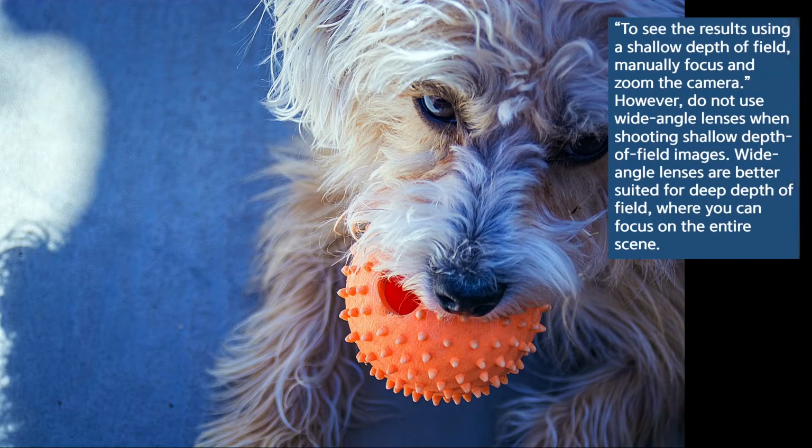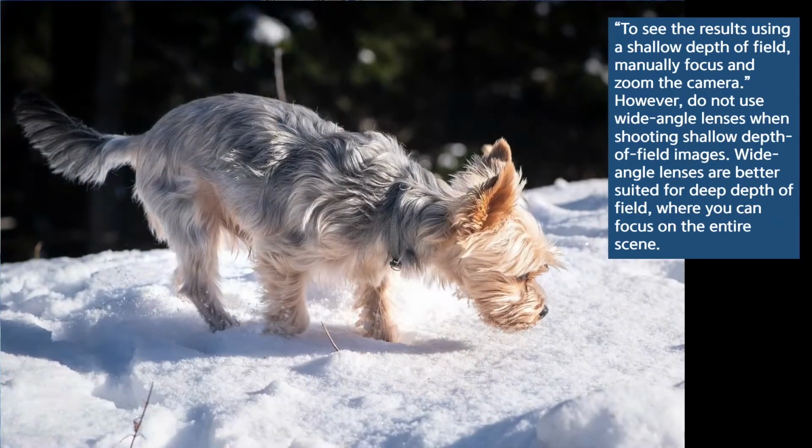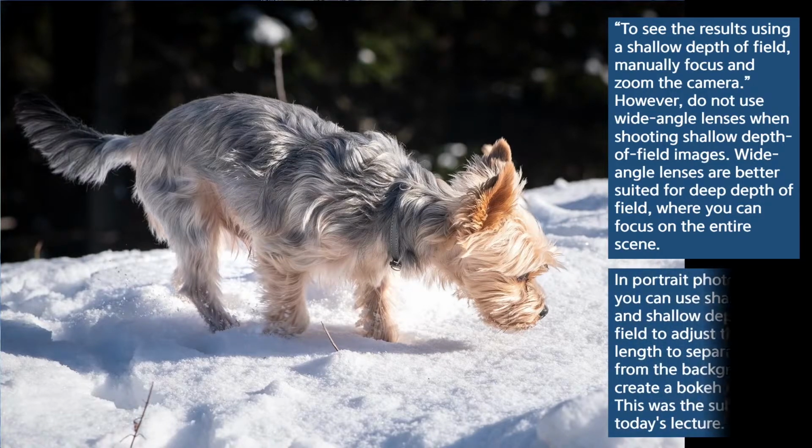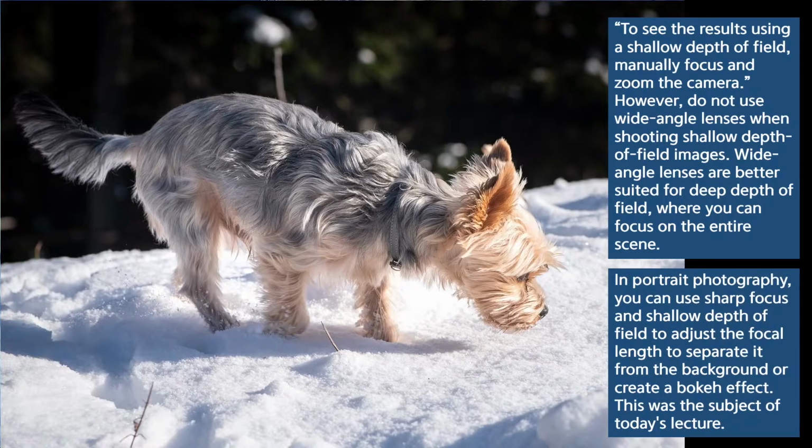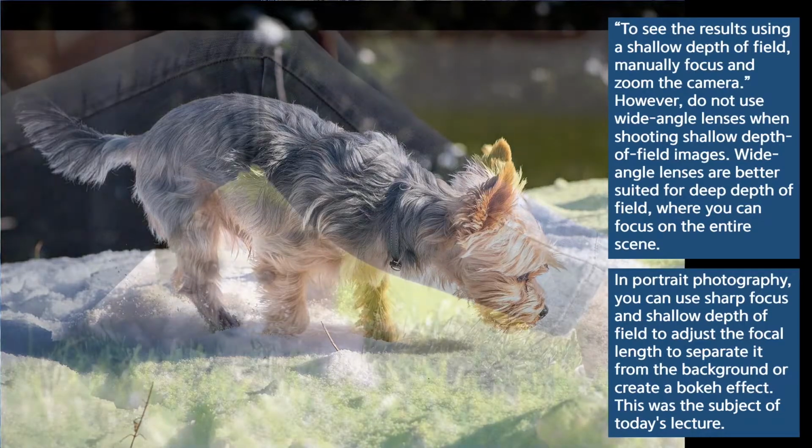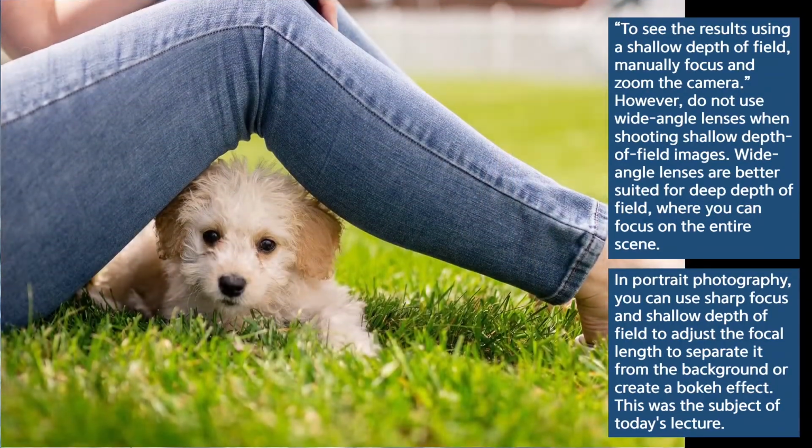To see the results using a shallow depth of field, manually focus and zoom the camera. However, do not use wide-angle lenses when shooting shallow depth of field images. Wide-angle lenses are better suited for deep depth of field, where you can focus on the entire scene. In portrait photography, you can use sharp focus and shallow depth of field to adjust the focal length to separate the subject from the background or create a bokeh effect.